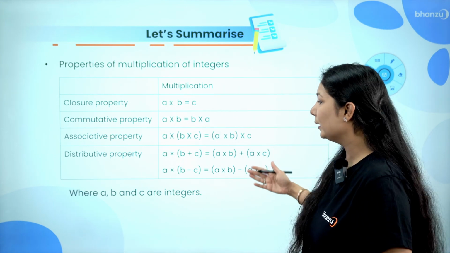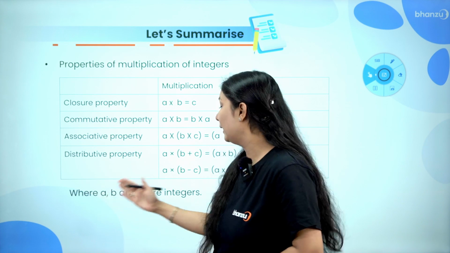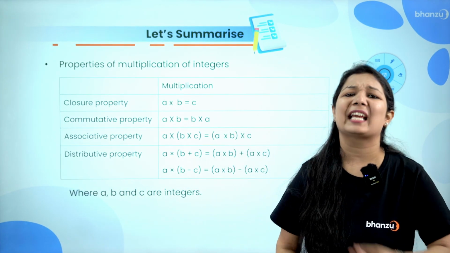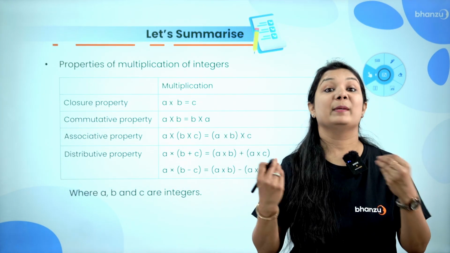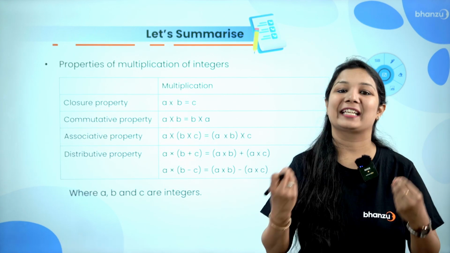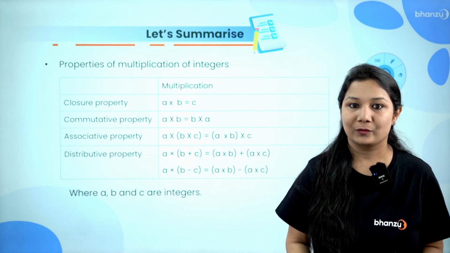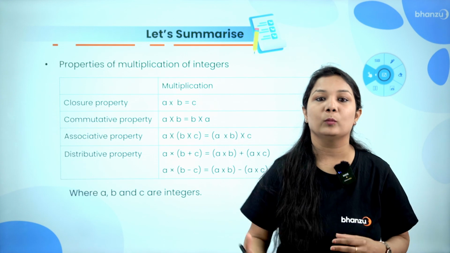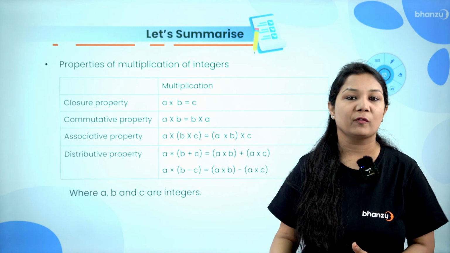And in my whole table, over here I am saying that A, B, C, all of them are integers. It can be any integer. It can be 0, it can be negative integer, it can be positive integer, right? So I hope all of you are now thorough with the topic properties of multiplication of integers.